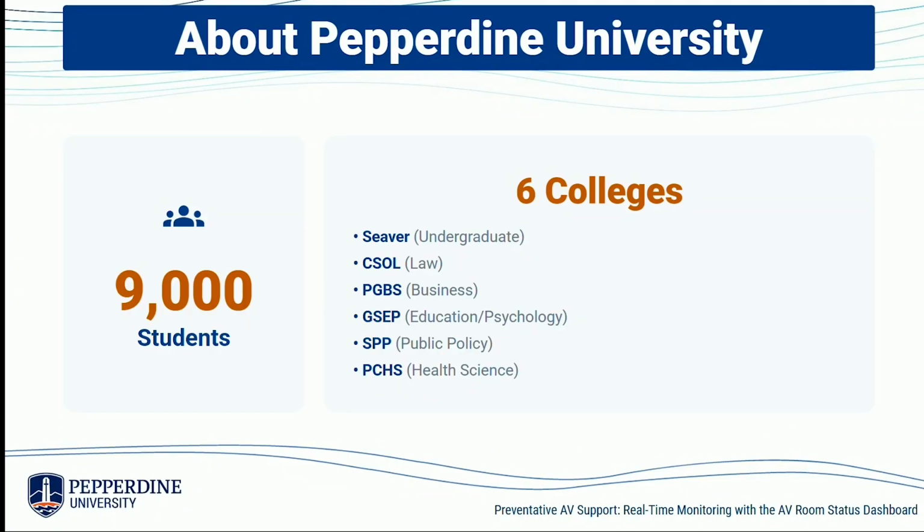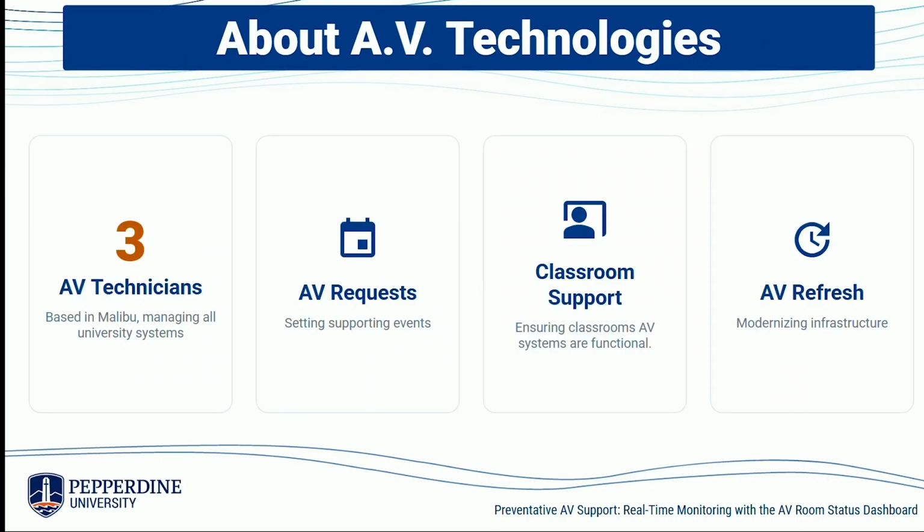So Pepperdine, we have about 9,000 students. That's including graduate and undergrad colleges. And then we have 6 colleges which are part of that. So there's Seaver, which is our undergrad school. That's what we spend most of our time with. There's the School of Law, PGBS, GISEP, SPP, and PCHS. So we support all of those colleges, excluding the School of Law. That one has their own tech team and their own issues. They follow their own standards.